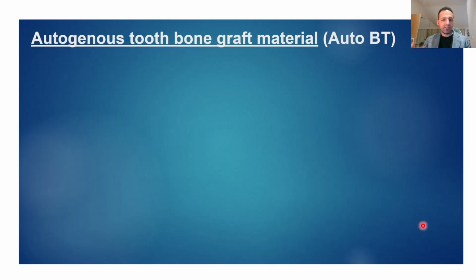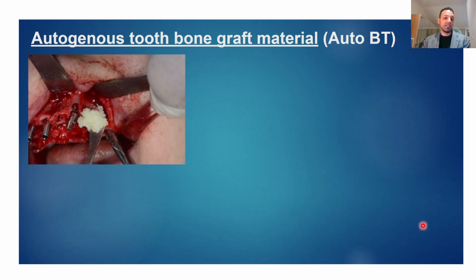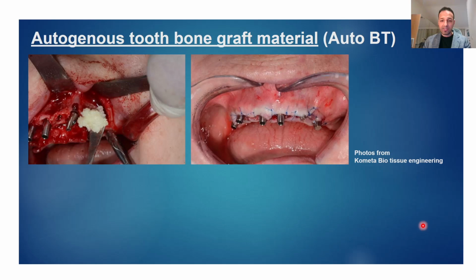Let's talk about autogenous tooth bone graft. So this is taking the host's tooth and chopping it down and making a bone graft out of it. This is what it looks like. This is bone grafting from a tooth being placed into the jawbone, and this is stitched up. These are courtesy photos from this company here, and it was first developed in 2008 actually, so going back quite far.